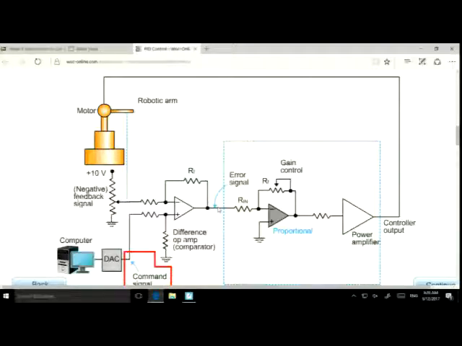Is that actually true with a proportional-only control? Can you get down to a zero error? No, you can't. What do you need to get to a zero error? You've got choice of proportional, integral, or derivative. Anybody know? No? Integral. Integral, good, yeah.